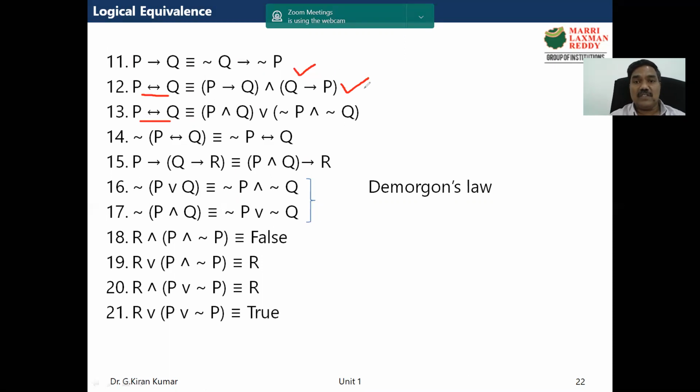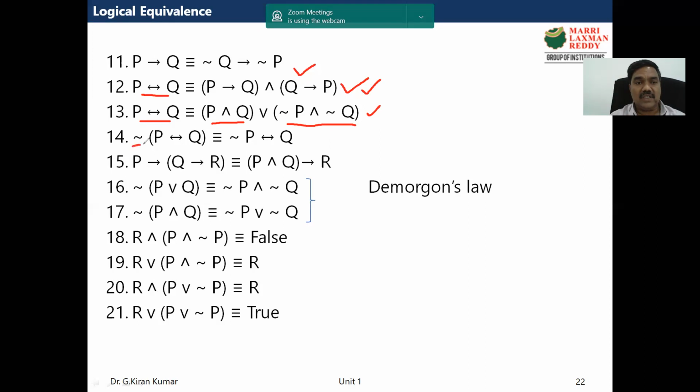So this formula is in terms of implication, whereas this formula is also for P bi-implies Q, but here we express bi-implication in terms of the connectives and, or. So P bi-implies Q is logically equivalent to (P and Q) or (negation of P and negation of Q). And next, negation of (P bi-implies Q) is logically equivalent to negation of P bi-implies Q. So what is the difference between these two?